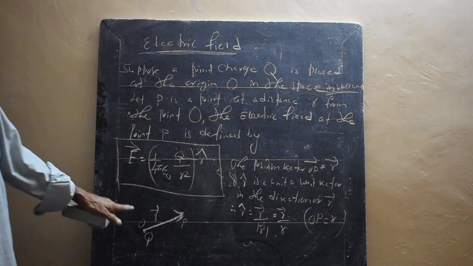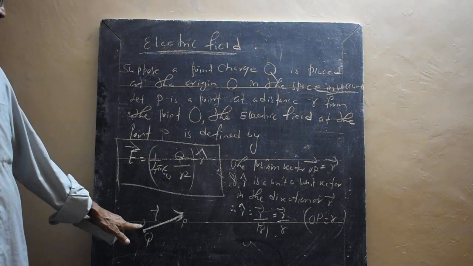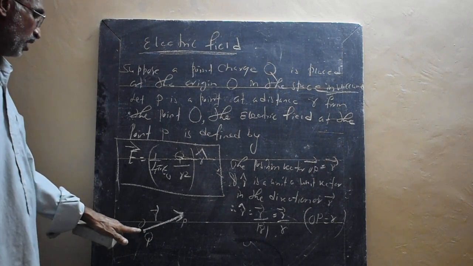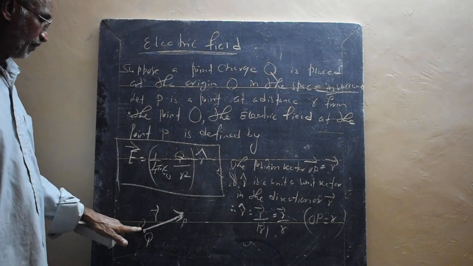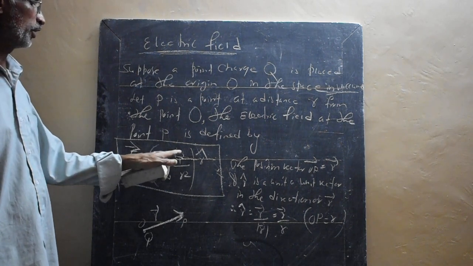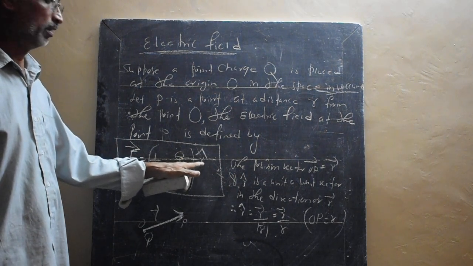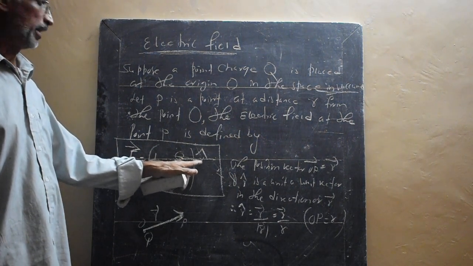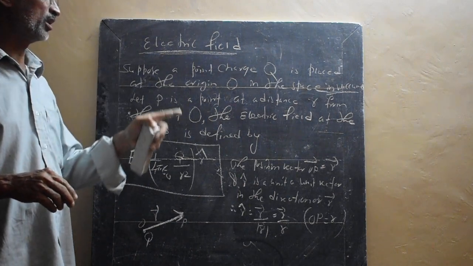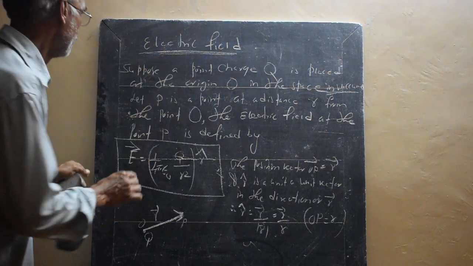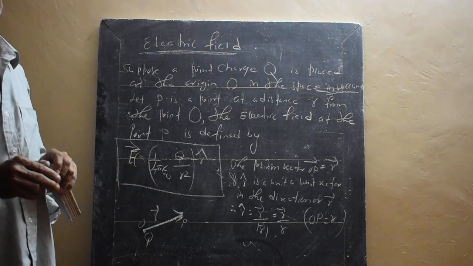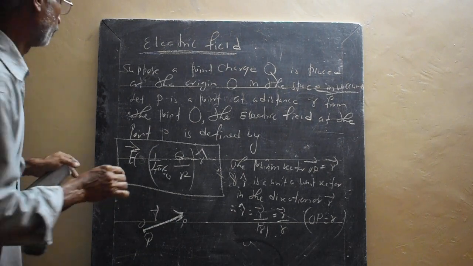So the point charge is placed in the vacuum, in the space, so there is not even air. Then the formula for the electric field is E bar is equal to 1 upon 4 pi epsilon, Q upon R square, into R cap. This is the electric field at a point which is at a distance R from the charge Q. Therefore, the electric field varies from point to point.